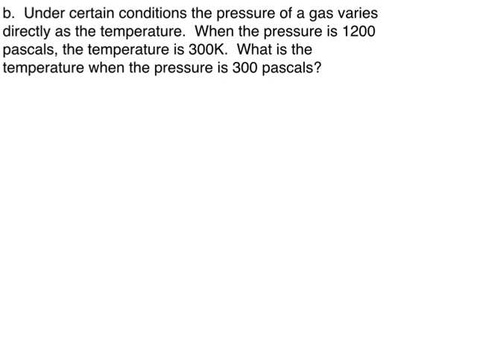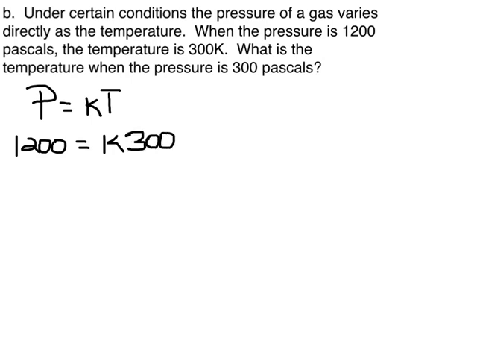All right, in B, it says, under certain conditions, the pressure of a gas varies directly as the temperature. So varies directly is going to be a multiplication. So let's say pressure equals K times T, temperature. When the pressure is 1200 pascals, the temperature is 300 K. And that K is kelvins. Okay. So what is the temperature when the pressure is 300? If we reduce the pressure to 300.